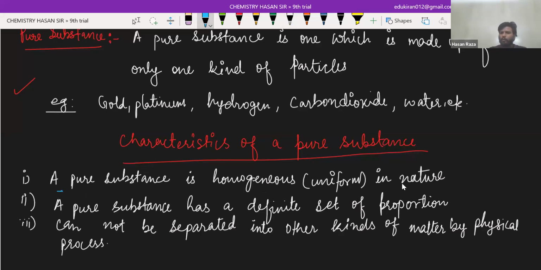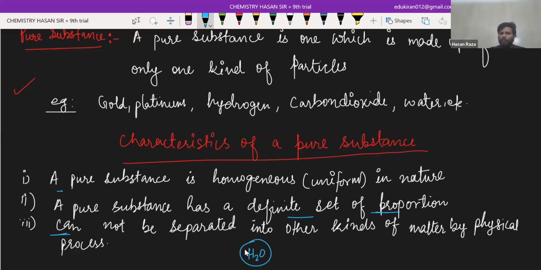A pure substance is a homogeneous mixture, that means uniform in nature. They are completely and uniformly mixed throughout. Pure substance has a definite set of proportions. I told you, in a mixture you can mix in any proportion, but in a pure substance, that means a compound, you mix in a fixed proportion. A pure substance cannot be separated physically.